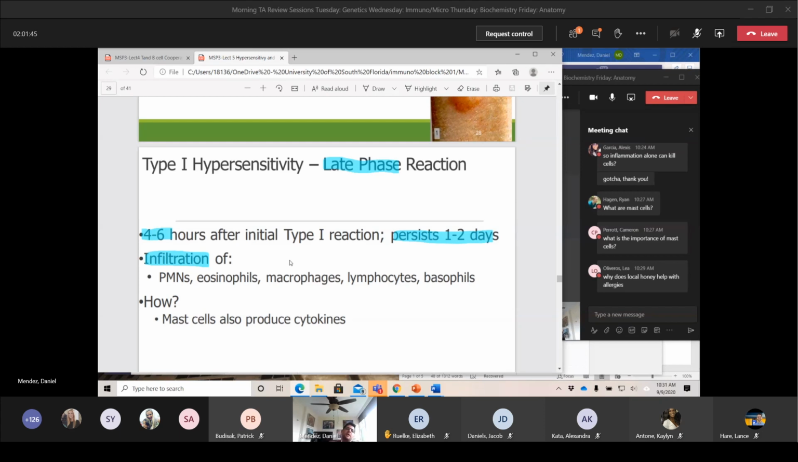The reason being because you have that inflammatory response. That inflammatory response is then sending signals to get more cells to come and deal with the problem. So the mast cells themselves will release histamine and cytokines to recruit other cells. So they'll recruit eosinophils, they'll recruit PMNs, neutrophils, they'll recruit macrophages, they'll recruit basophils, all to that area, and you'll get that itching and that inflammation for a few days.